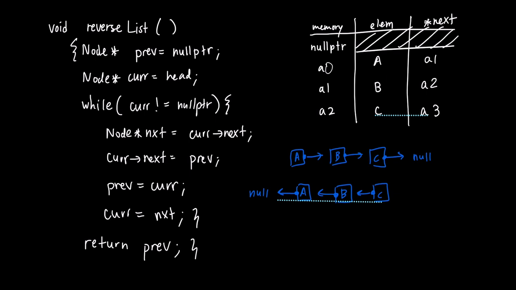Okay, so the way I understood this problem was by making a table with all of our elements. So we have a section for memory. I just came up with some random memory addresses, A0, A1, A2, whatever. And then we have some elements, A, B, C, and then we have a pointer to the next memory address. So A should point to A1 because A1 is our next element, and then B should point to A2 because A2 is our next element, and C should actually point to null because that would be the end of our list. We don't have an A3.